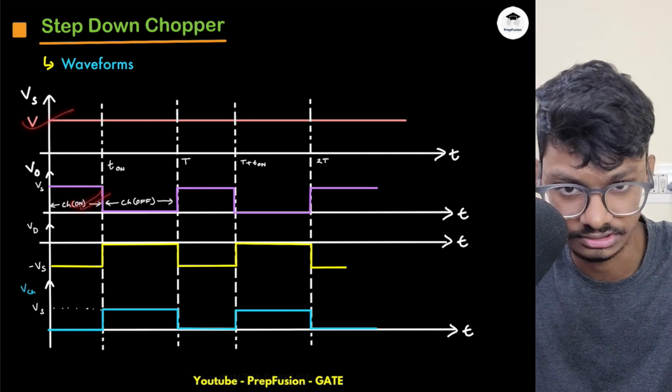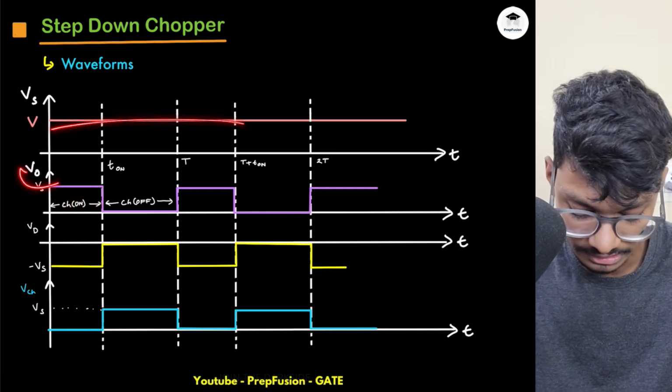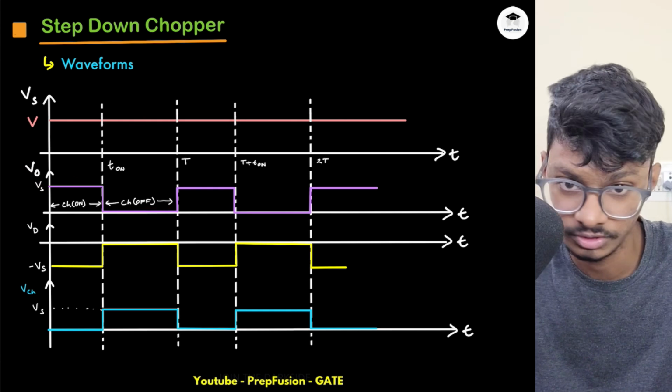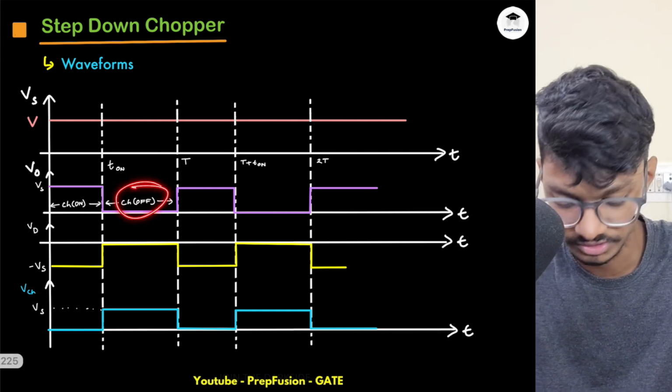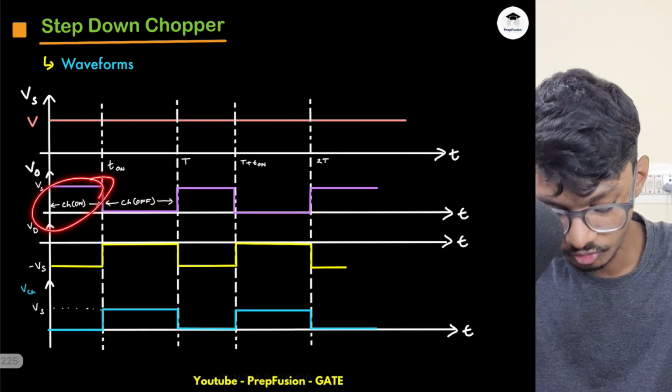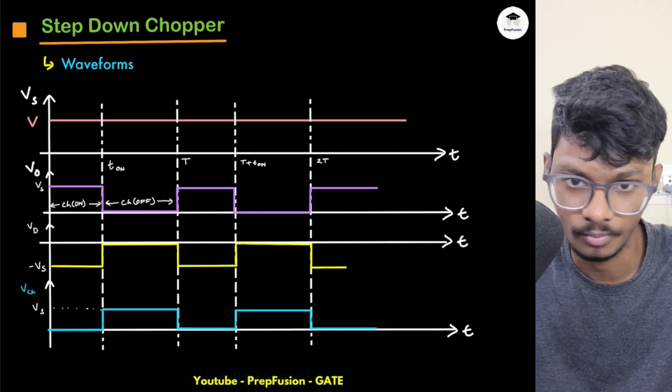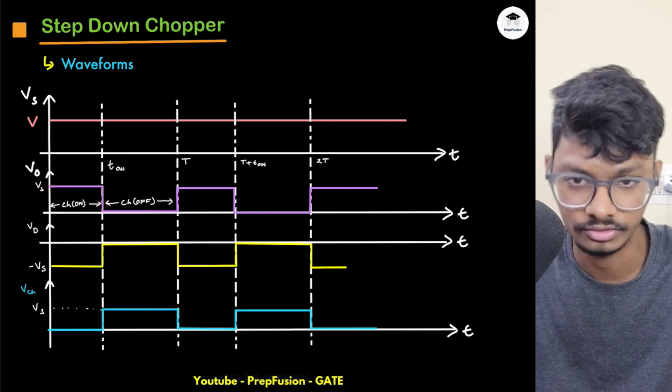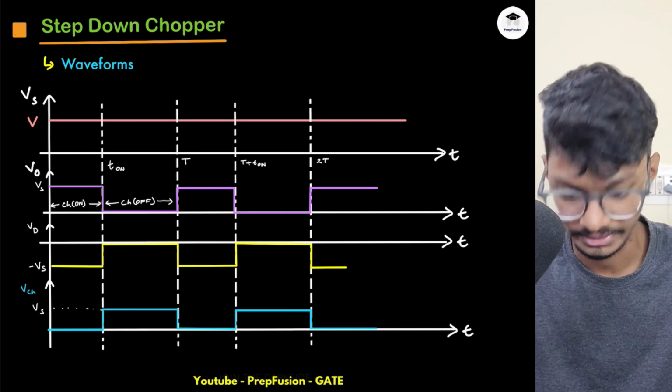So this will be the supply voltage, and the output voltage will be 0 because of the freewheeling diode, as the chopper is off and the diode is on, and it will be totally equal to Vs if the chopper is on. So my output is directly coming across the supply.